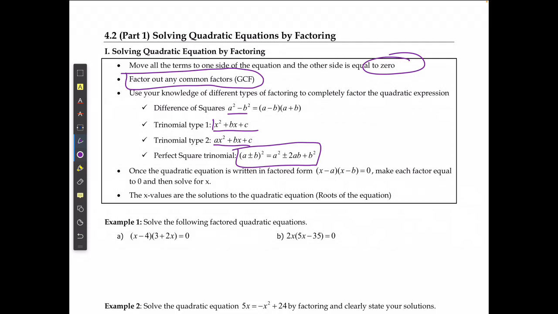So once the quadratic equation is written in its factored form, x minus a or x minus b, reasonably speaking, it could actually be ax minus b or cx minus d, because in this case I just have a coefficient for x, which means that my answer isn't going to be integers, it's going to be some sort of rational number or fraction. Once I've done that, I can make each factor equal to 0 and then solve for x using what is called the zero product rule.